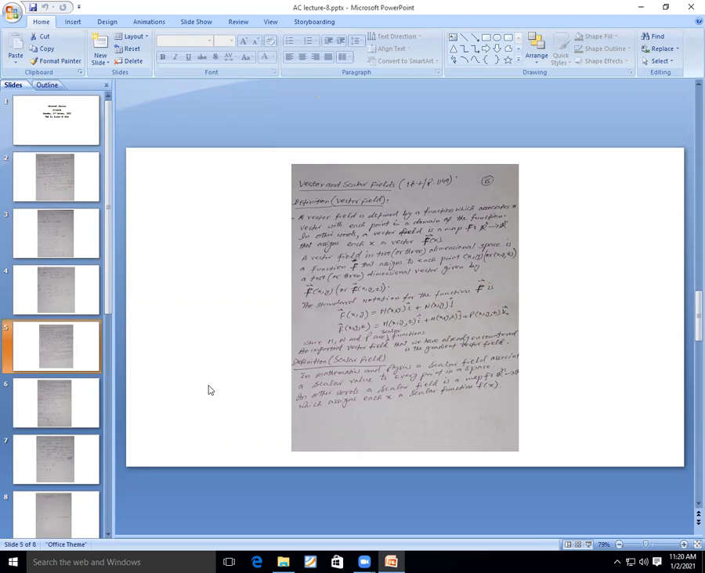What is a scalar field? In mathematics and physics, a scalar field associates a scalar value to every point in a space. If you are considering a scalar field in a space, meaning in three-dimensional space, then every point will be a scalar.